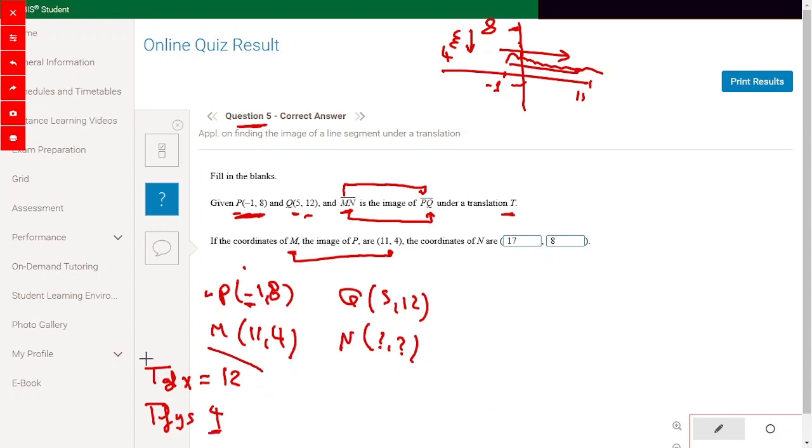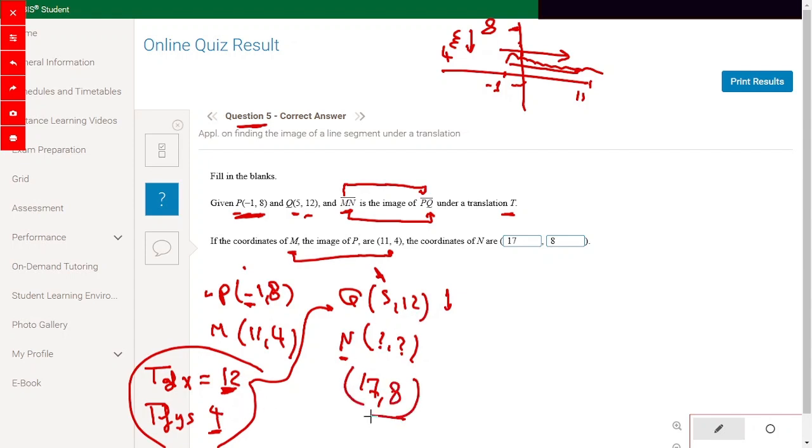So here we will apply this translation to point Q to get the coordinates of N. Now for x, Q is 5. So it will move 12 units to the right, so it will be 17. I will reach the point 17. And here y was 12, and going downwards 4 units, so it will be 8. So the new answer is (17, 8). Okay.